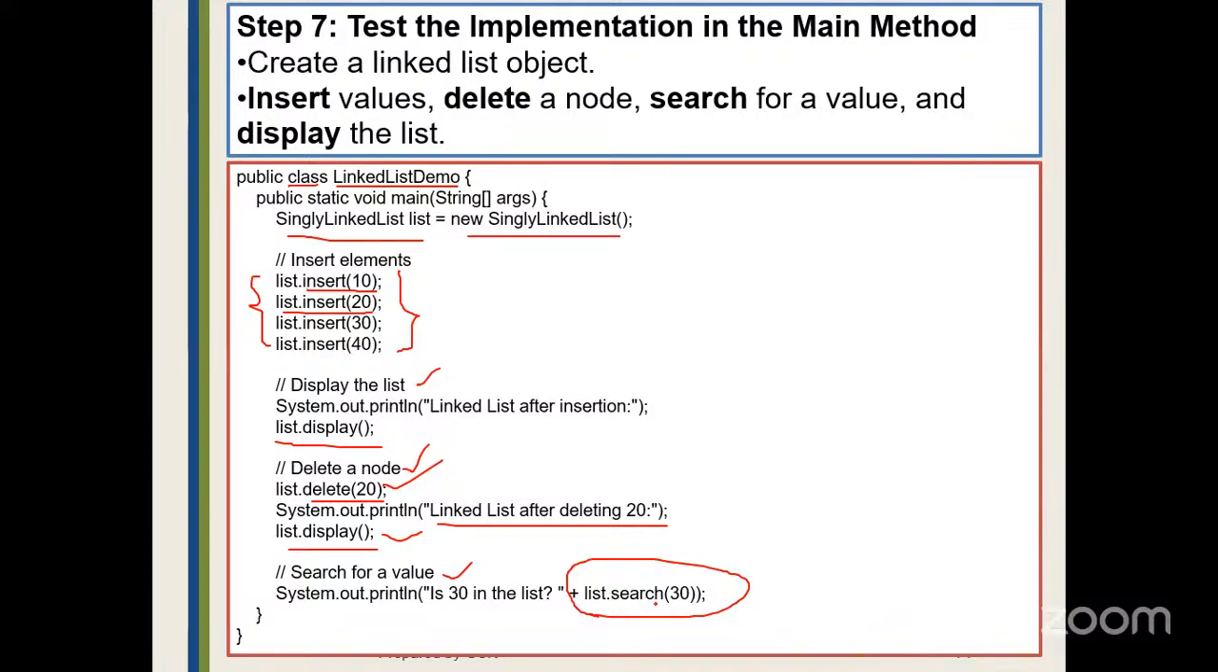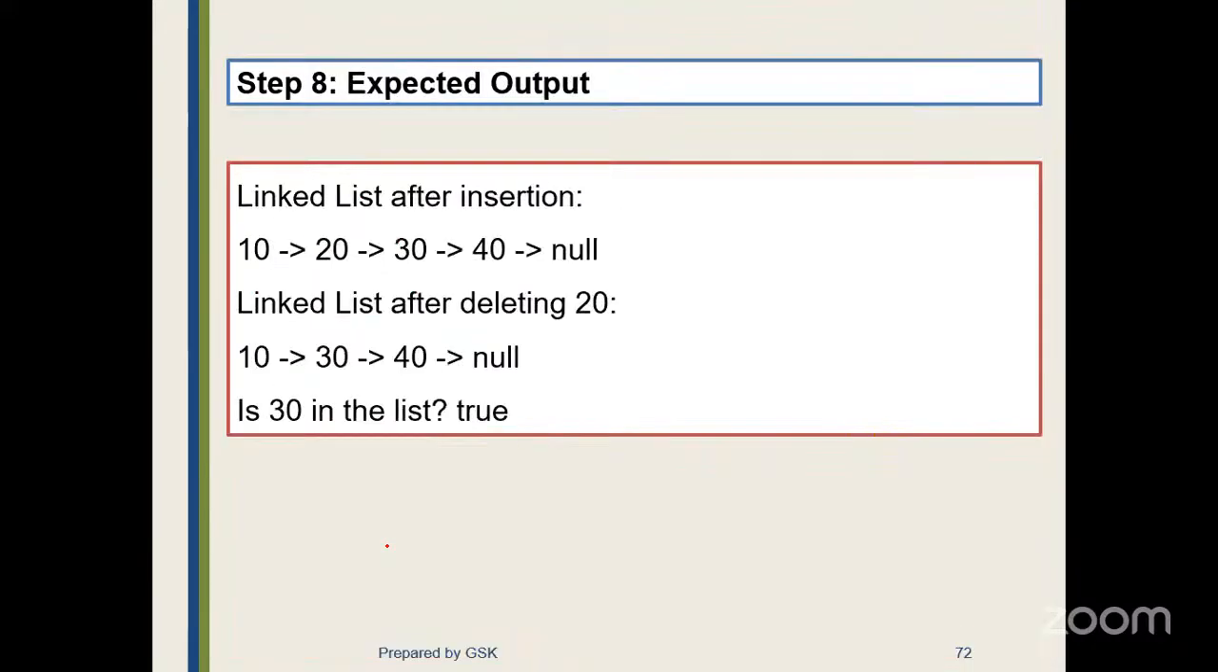So I am going to search for the key 30. Obviously we have the 30 in our linked list now. We inserted 30. So that is going to search whether the element is available or not. If the element is available, that returns true. So if we execute the code, we'll get the output like linked list after insertion 10, 20, 30, 40, and null. We did not insert null. By default, the last element pointer is null.